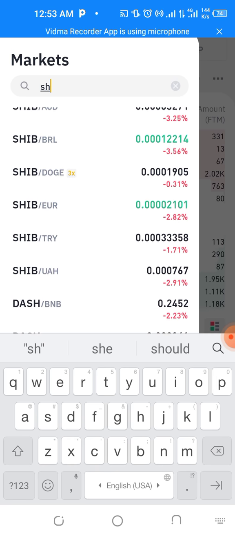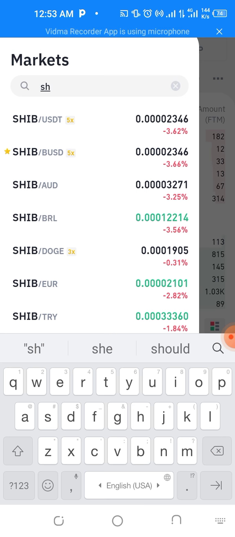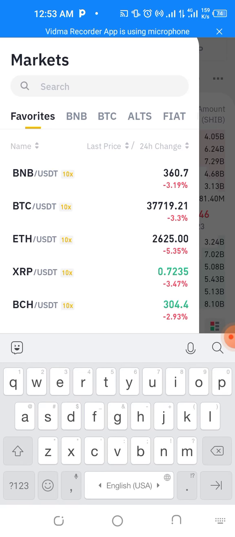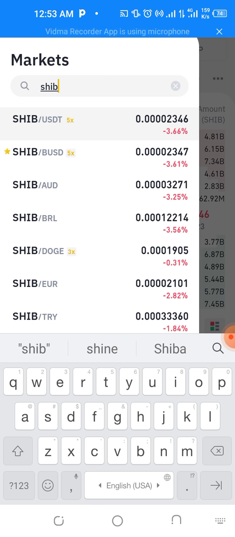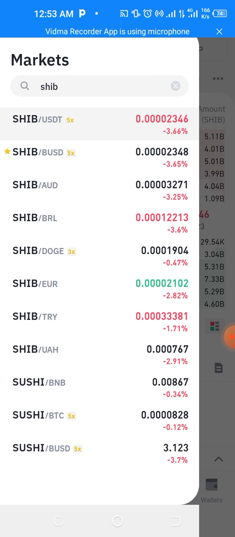You see all the pairs. So let's say for instance what you have is USDT, right? So you are trading Shiba with USDT. Or maybe you have BUSDT instead of USDT, so you'll be trading Shiba with BUSDT. There used to be Shiba with BNB, and Sushi with BTC. Let's say you have BTC and you want to trade it with Sushi, so you'll be trading BTC with Sushi, right?